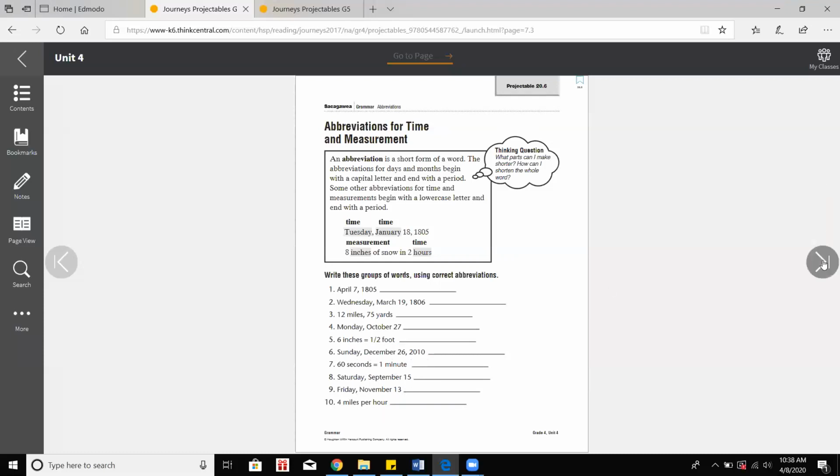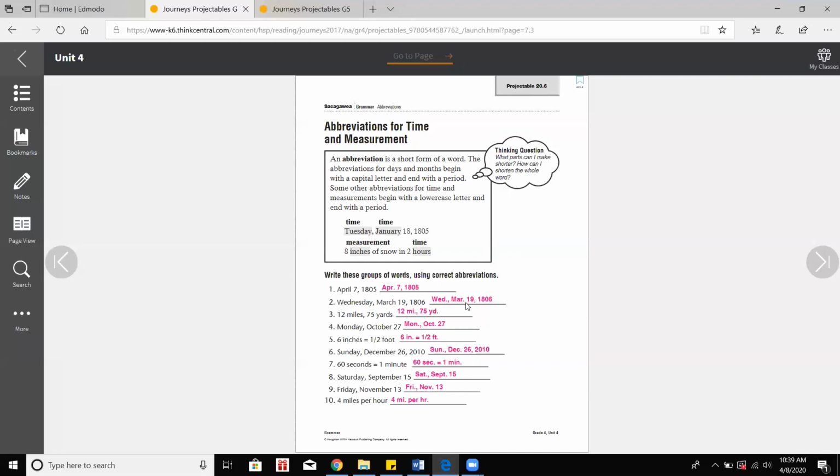So let's have a look at the answers. So for April, take the first 3 letters as mentioned for names of days and months. You have to capitalize the first letter. Okay, so capital A, P, R, and then a period. Wednesday is capital W, lowercase ed, and then a period. Same with March, capital M-A-R, and a period. If you notice, there's a pattern again. You have to take the first 3 letters of the names of days and months, okay?